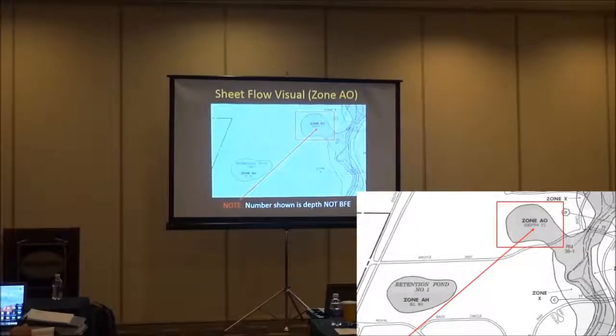The other thing that's important to remember is it may not always say the word depth before it. It may just have that 2 feet in parentheses. But you have to remember if it's AO, that's the depth, that's not the base flood elevation. And we have a note, it says the number shown is depth, not BFE.